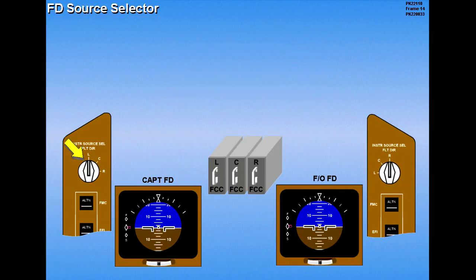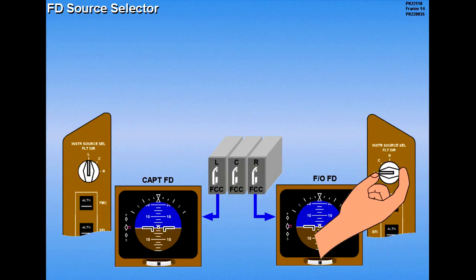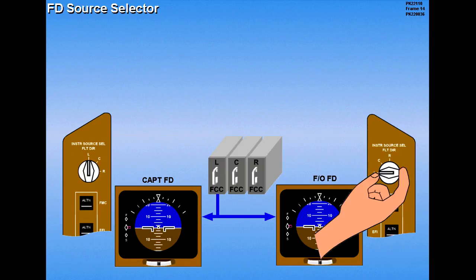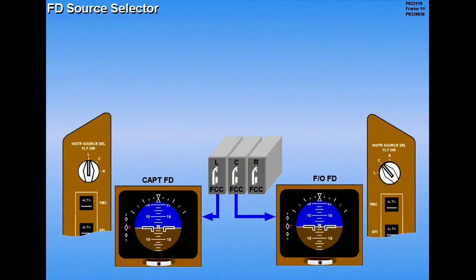Normally, the left FCC is selected for the captain's flight director, and the right FCC is selected for the first officer's flight director. Both pilots, however, may select the same FCC at the same time. Each flight director can also monitor the center FCC.